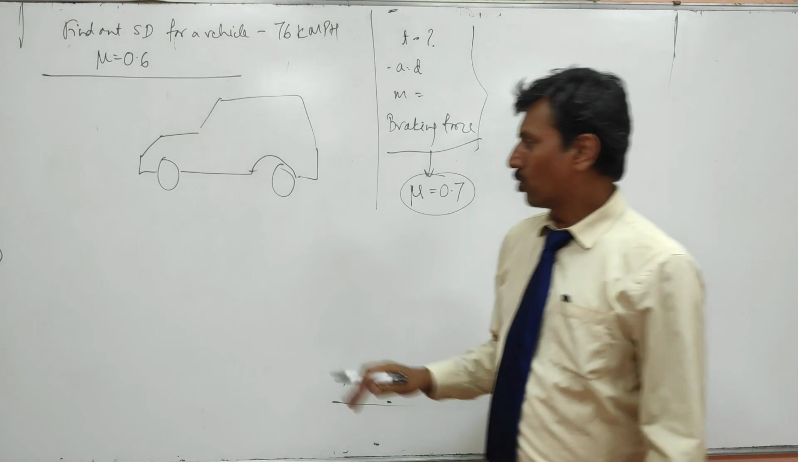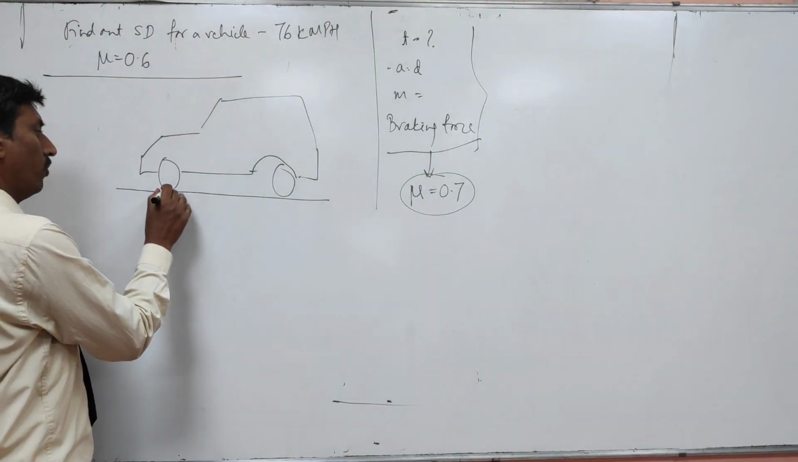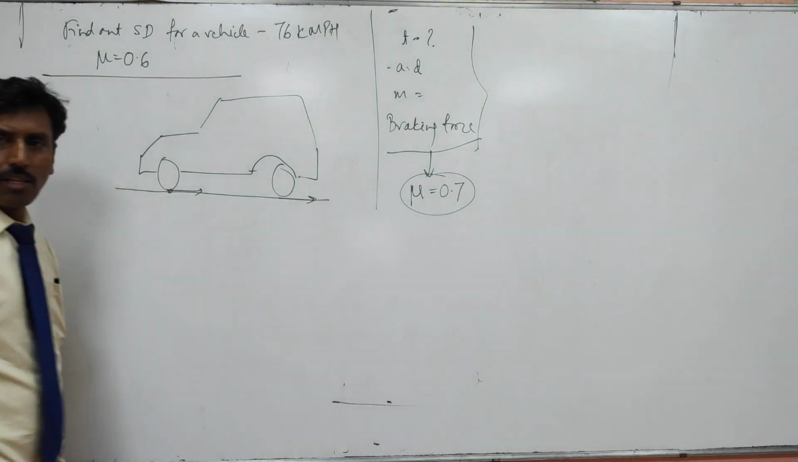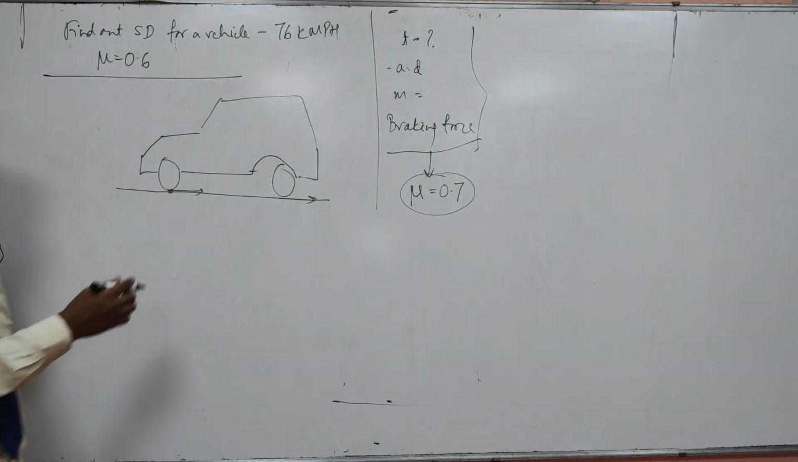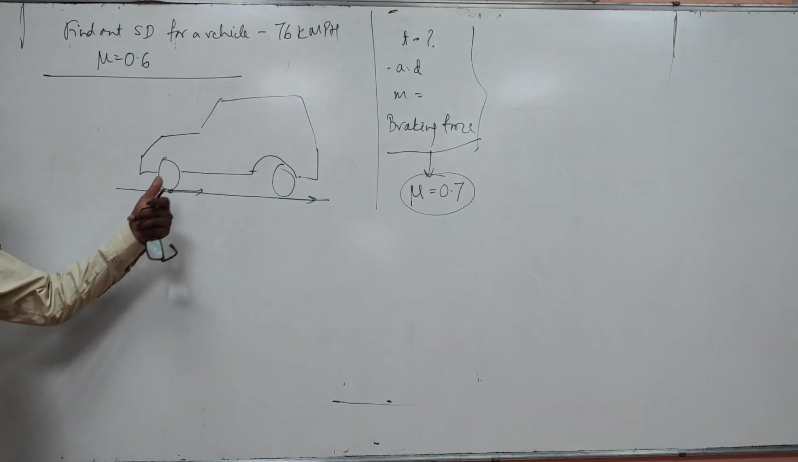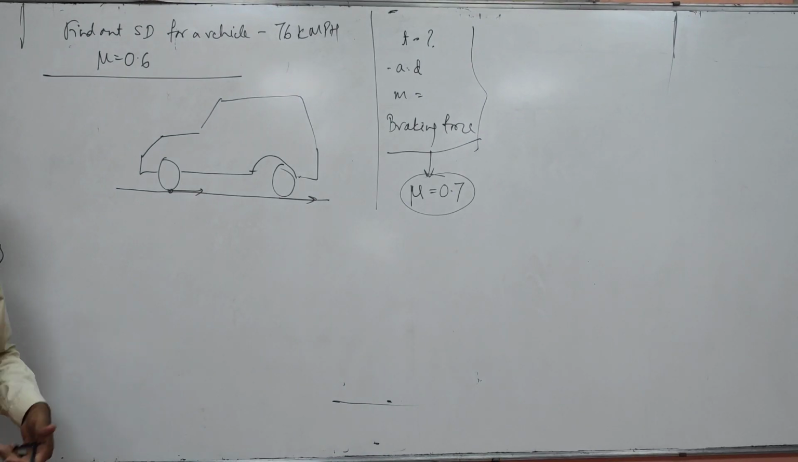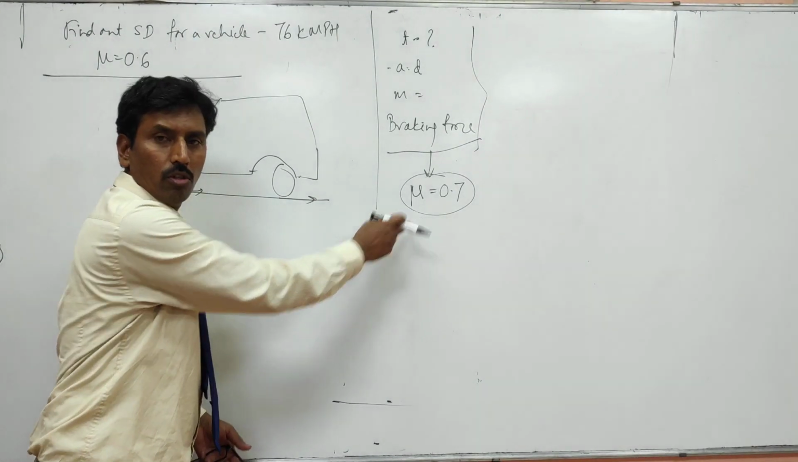How? Because the braking force happens at the wheel. Suppose there is zero friction between the wheel and the road. If there is zero friction between the wheel and the road, can you have any braking force? No. So what is important is mu.